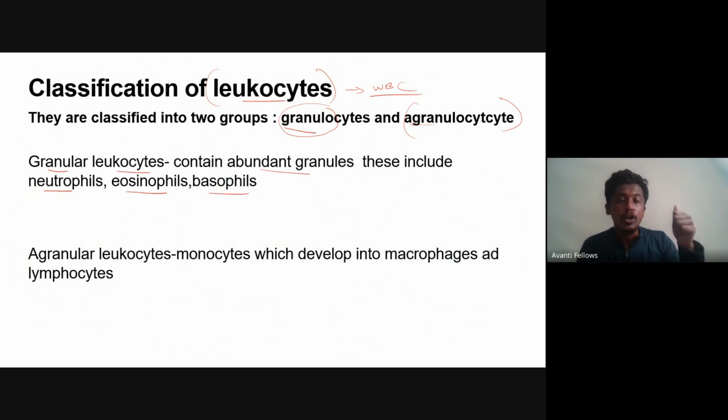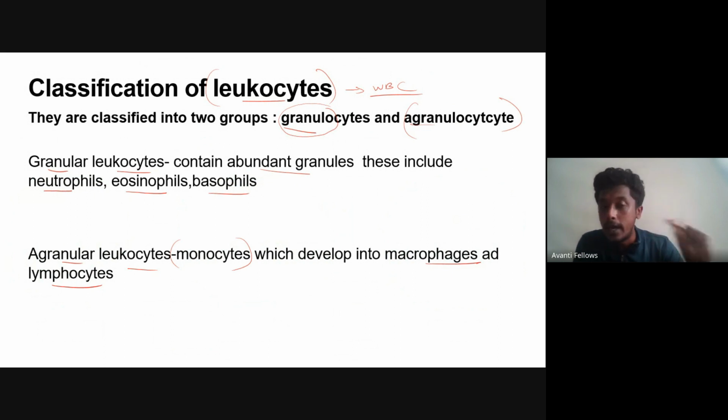Remember this, okay? Neutrophils, eosinophils, basophils are the examples of granulocytes. Now, coming to agranulocytes, what are the examples? Monocytes, which you can also call macrophages, or lymphocytes. If they give you macrophages and lymphocytes as the two options, you have to go for this. Macrophages and lymphocytes are agranulocytes.